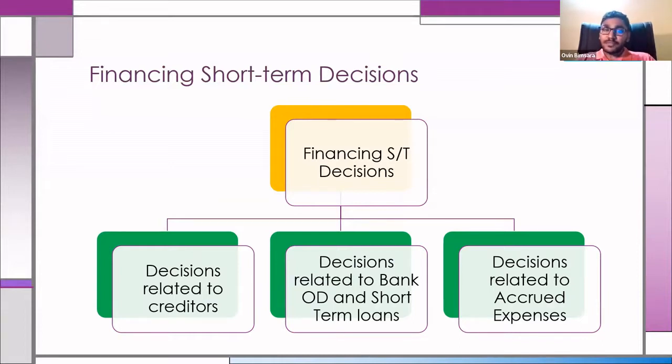Overdraft means in current accounts, we have been given the option of writing checks for values greater than the amount in the current account. Let's say we have 1 million rupees in the current account, but we are enabled to write checks for 1.5 million, for 2 million, for 3 million.